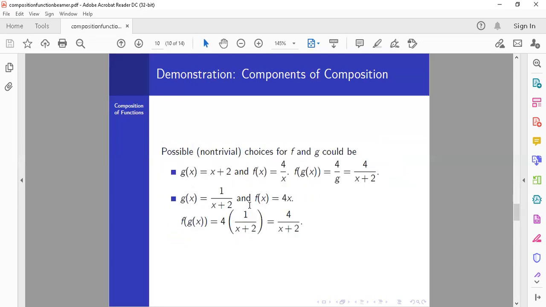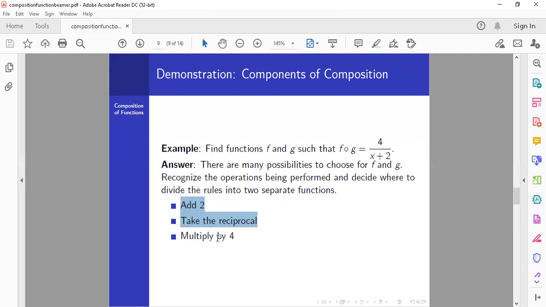And that's just one way that you can figure out which rule gets which operations so that you can build a composition. These are, I would say, simple choices. With more complex rules and more complex functions and compositions, it may be slightly more difficult to do this. But for simple rules like add, take the reciprocal, and multiply, you have a choice as far as how you want to group these operations together to form functions.